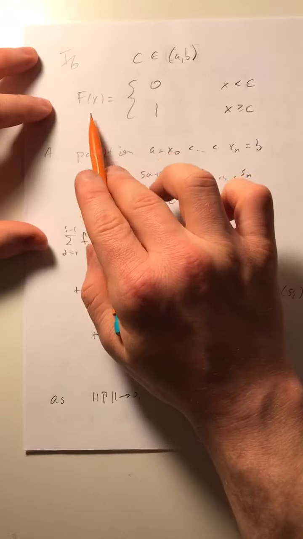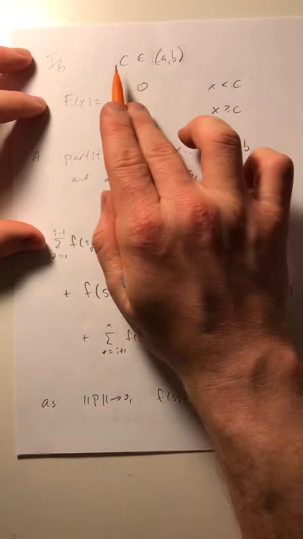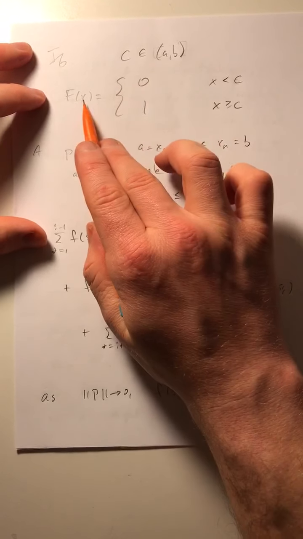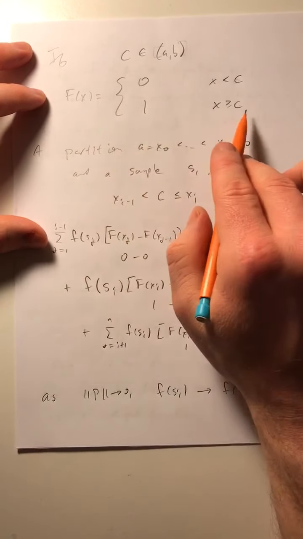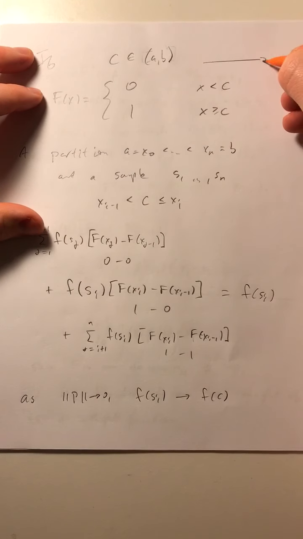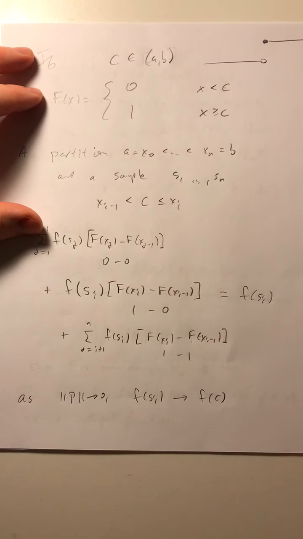Here, my capital F is 0 to the left of C. C is some fixed point between A and B. Capital F is going to be 0 to the left of that and 1 to the right of that. So capital F looks like this.